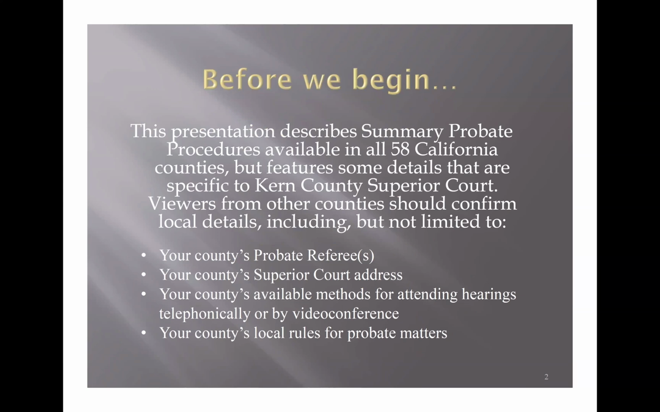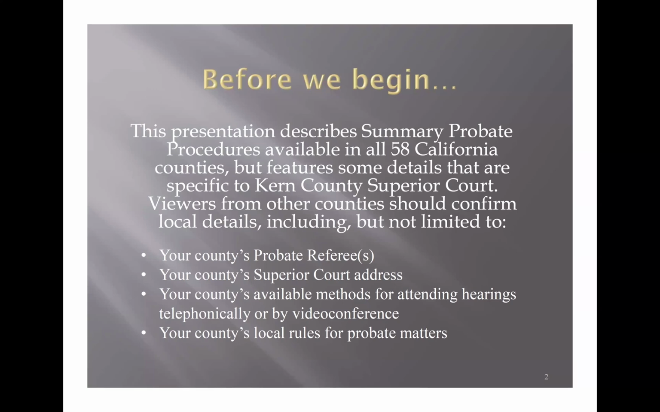I also want to explain before we start that the summary probate procedures are set for statewide use, and they're in the probate code for California. So all 58 counties will use those same judicial council forms. The other forms will vary by county. The ones that I've told you, you can download from the Kern County Law Library website.